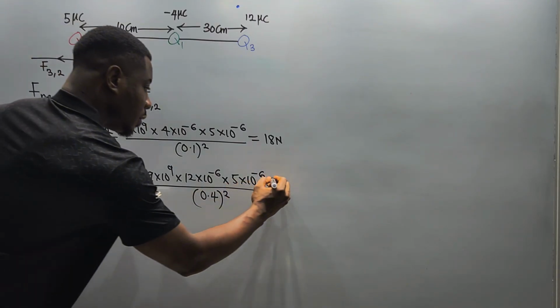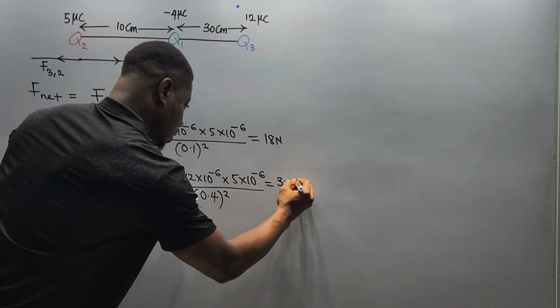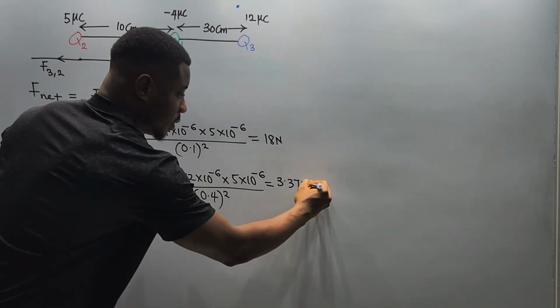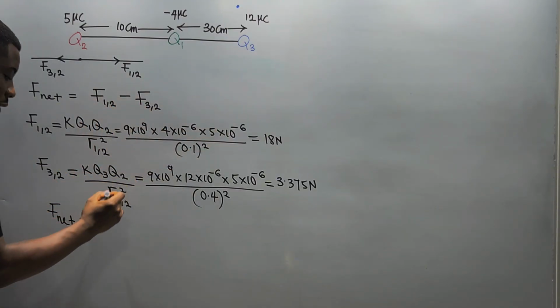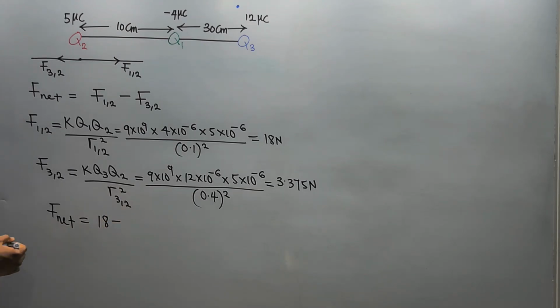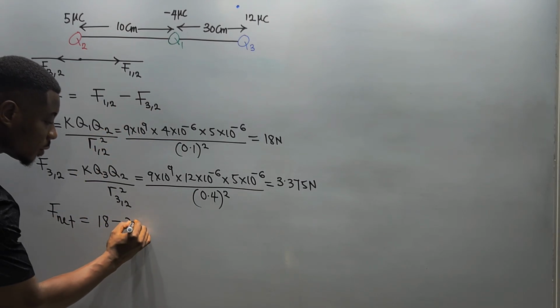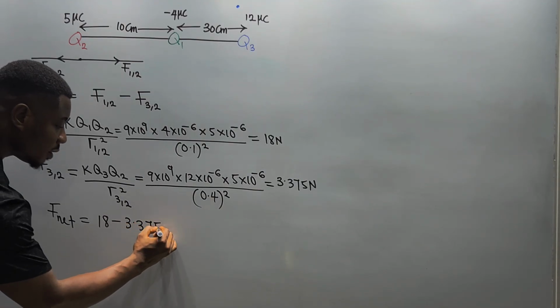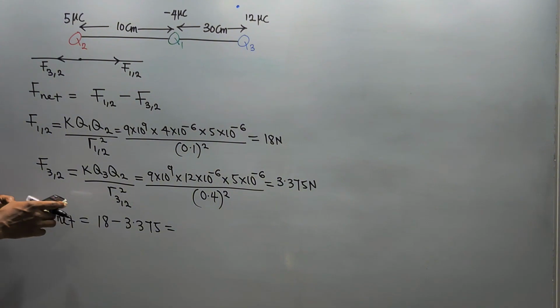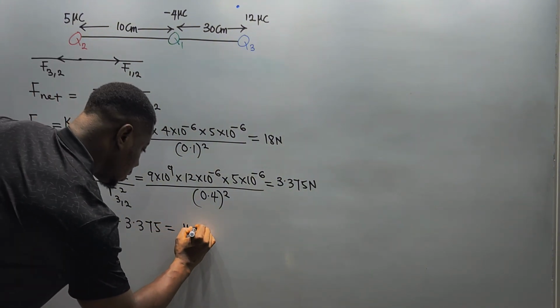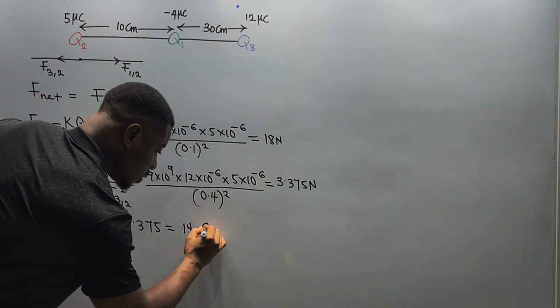I'm going to have 3.375 newtons. So our net force is F12, which is 18, minus F32, which is 3.375. Now we can do the subtraction. We're going to get 14.625.